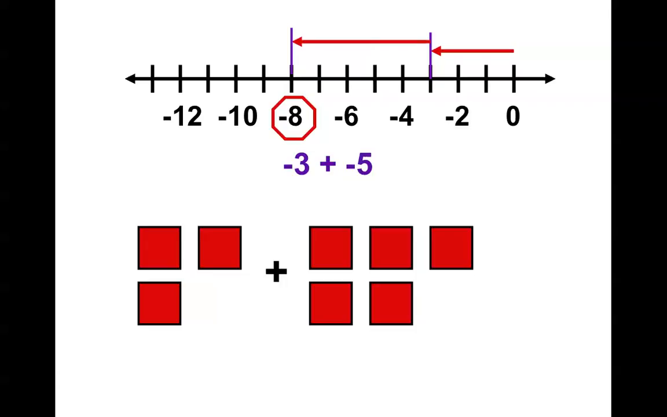When we showed you the blocks, there were 1, 2, 3, 4, 5, 6, 7, 8 red blocks, and that means that, again, the answer is negative 8. What we hope you noticed is that when we have two negatives being added together, you add the numbers together. 3 plus 5 is 8, and since they were both negative, the answer is negative.